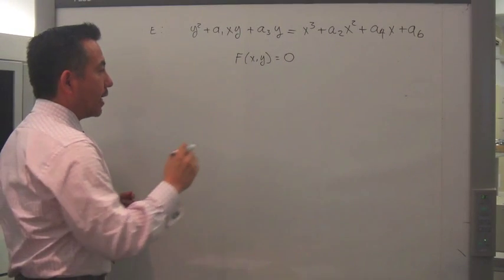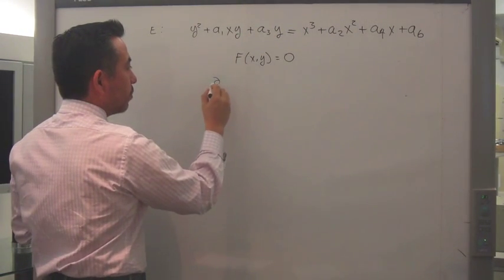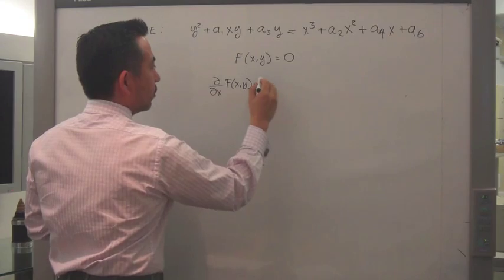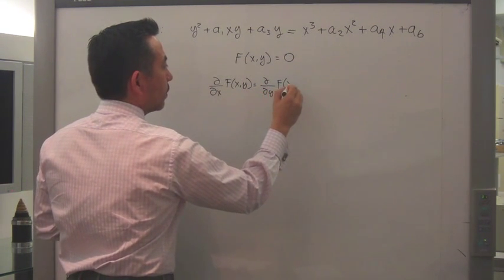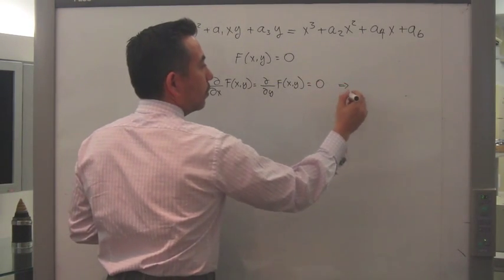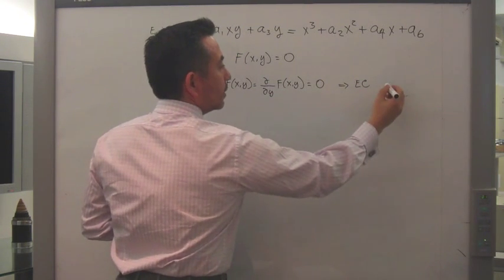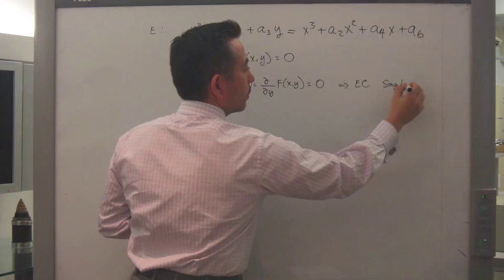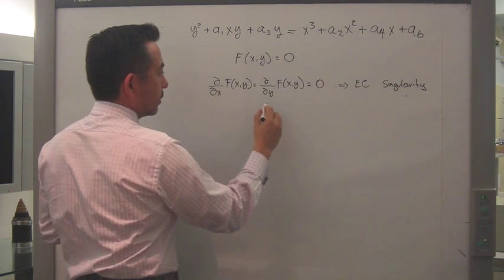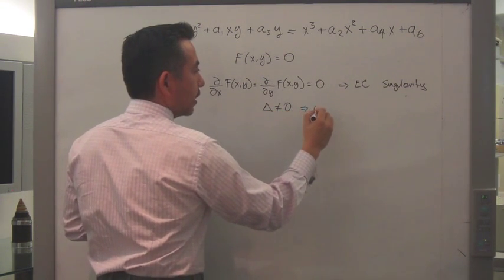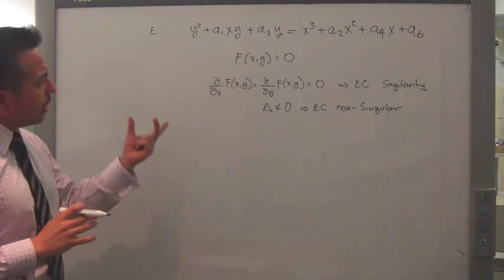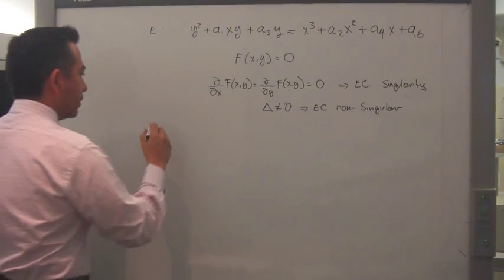We said that if the partial of this function with respect to x and the partial with respect to y are both equal to 0, that means that the elliptic curve is singular or has singularity. On the other hand, if this, let's say this is delta, is not equal to 0, that implies the elliptic curve is non-singular. So this establishes the discriminant.